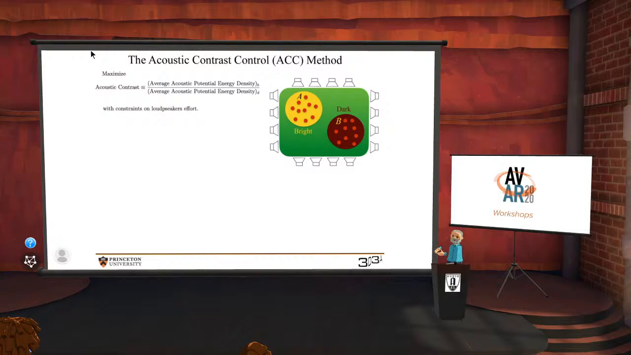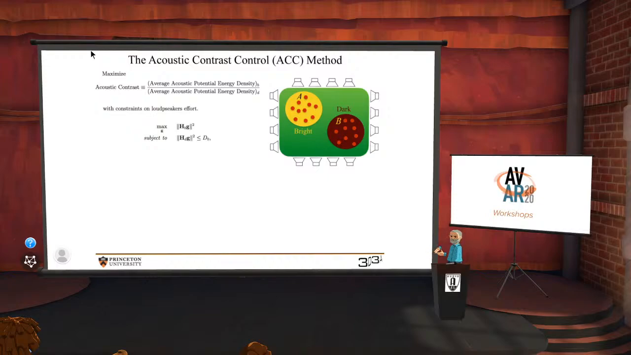Now, that's not enough, because you can do so and blow your speakers or do severe distortion, and so you need to add some constraints on the loudspeaker effort. That's at least the first constraint you should put on. Of course, you can think of other constraints, but that will be the first one we should think of if you want to maintain integrity of your hardware. So the constraint of loudspeaker effort is quite often the number one constraint you think of.